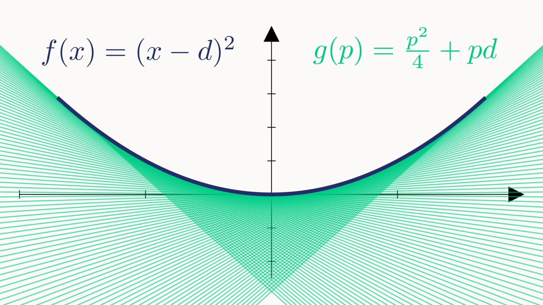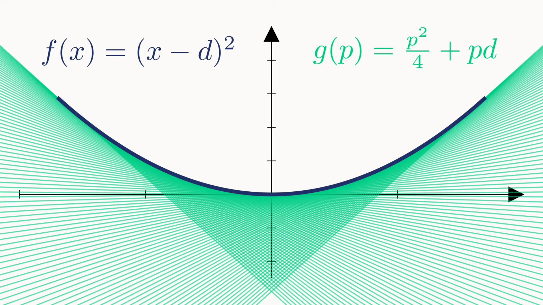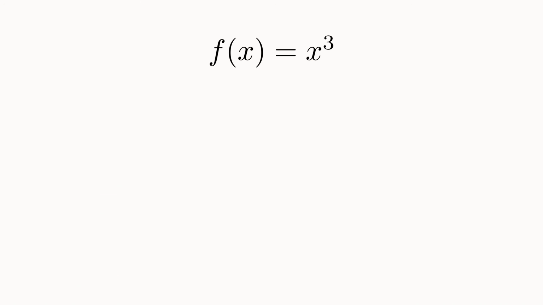So we've discovered a way to apply this transformation to a whole family of functions of this particular form. But what other functions can we apply it to? To motivate the answer to this, we'll consider one more basic example. Let's see what happens if we try to apply the Legendre transform to the function f of x equals x cubed.